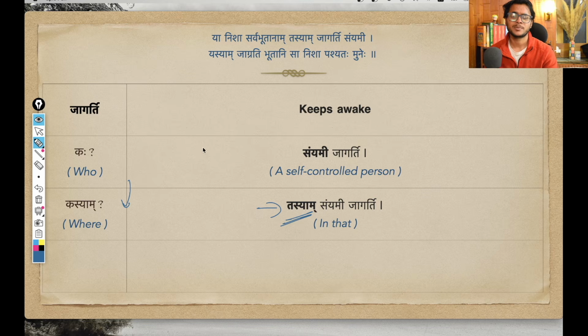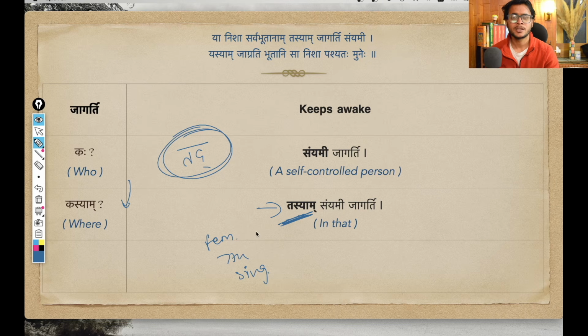Okay, Tasyam, this is of course coming from Tad Sarvanama, and the form here is Strilinga, that is feminine, Saptami Vibhakti and Ekvachanam. Why are we using this Sarvanama as a feminine? Because this pronoun is pointing to a noun which is feminine. This Tad is basically pointing to this Nisha, and Nisha is a Strilinga Shabda. So this Tad is also taking the Strilinga form. So Tasyam, in that, Sanyami Jagarti, in that a yogi keeps awake.